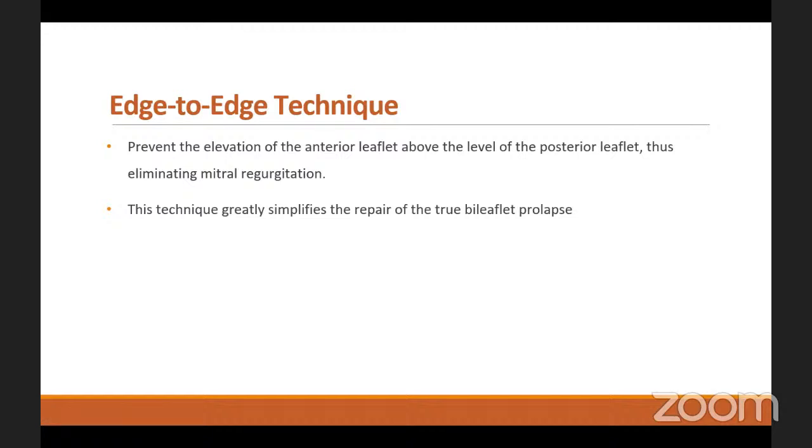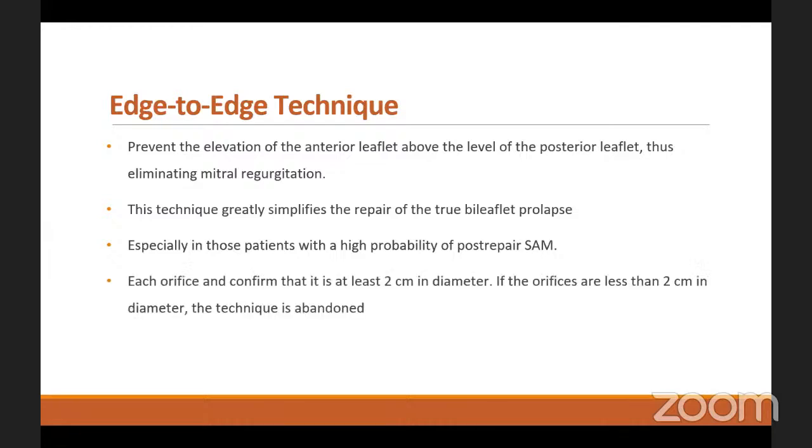So it prevents elevation of the anterior leaflet above the level of the posterior leaflet. It simplifies the repair of the true bileaflet prolapse, especially in patients with high probability of post-repair SAM. Each orifice should be at least 2 centimeters in diameter. If the orifices are less than 2 centimeters, then the technique should be abandoned.